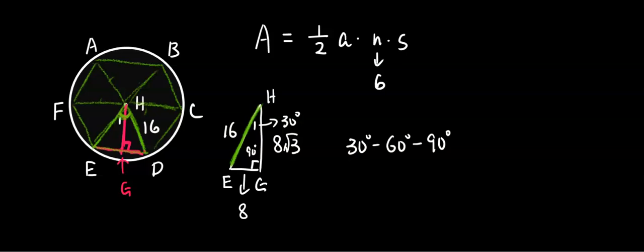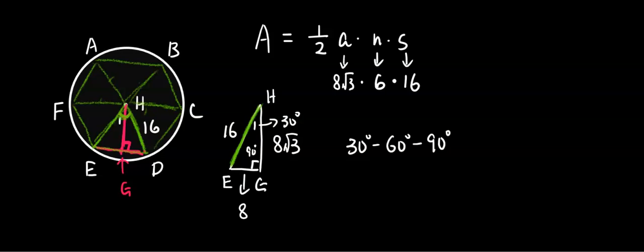Once you find this longer leg in this triangle, HG is 8 times the square root of 3. You actually know the apothem is 8 times the square root of 3. That is the long leg in this special right triangle, and it is also the apothem in this regular hexagon. And then guess what? EG is 8, and EG is half of the side length. So half is 8, then we double it. The whole side length is 16.